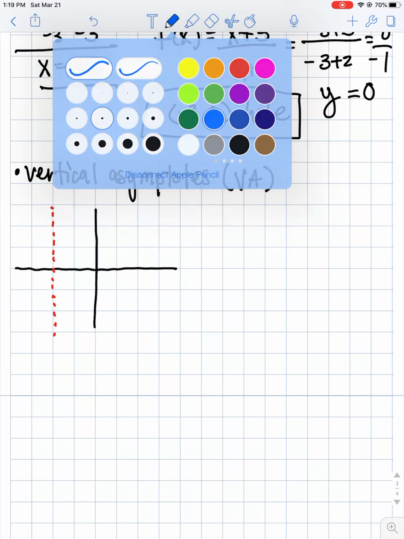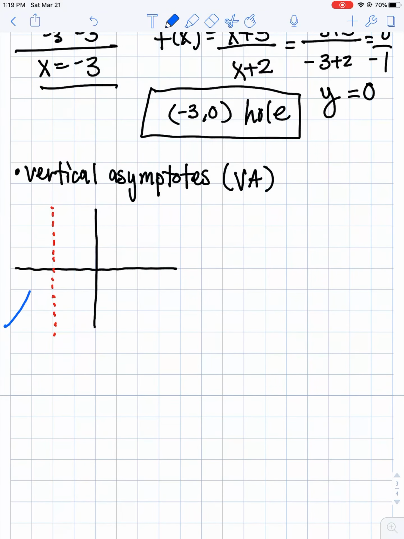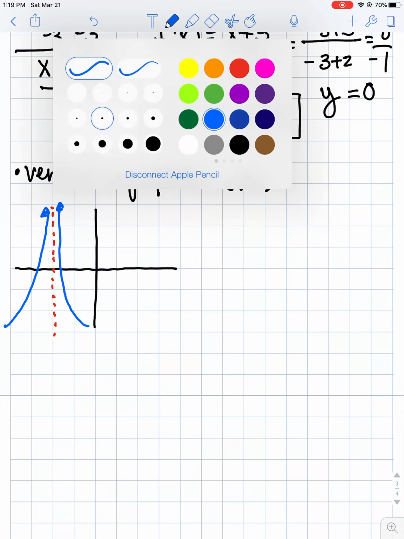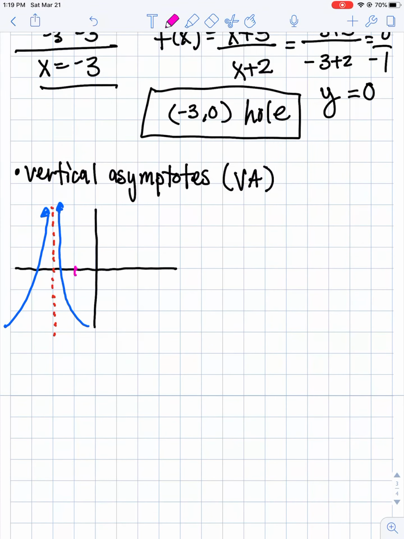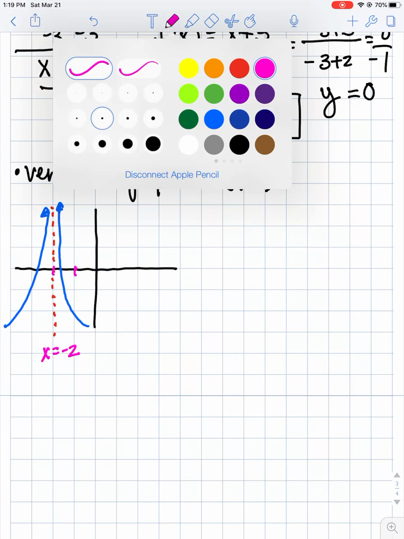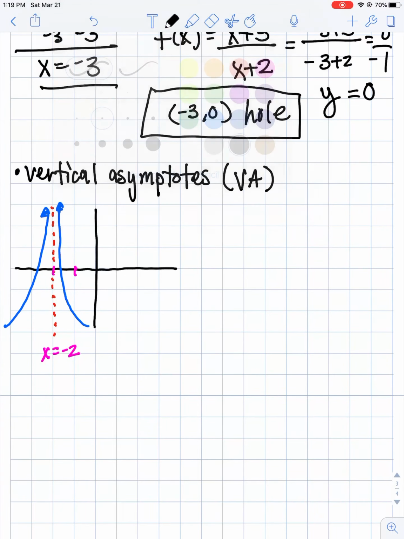But what happens is the function, let's do the function in blue, approaches this vertical asymptote, but it doesn't actually touch it. It's going to get really close, but it doesn't actually touch the vertical asymptote. That's what a vertical asymptote looks like. This vertical asymptote here would be at x equals -2. That's where that vertical asymptote exists, okay?